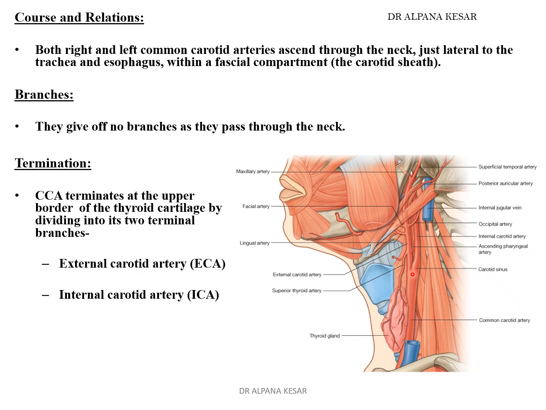The termination of common carotid artery is at the upper border of the thyroid cartilage. At the upper border of thyroid cartilage, the common carotid artery terminates by dividing into its two terminal branches, that is, the external carotid artery and the internal carotid artery.